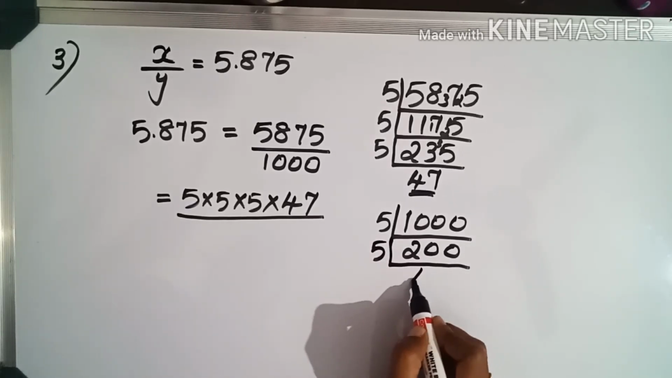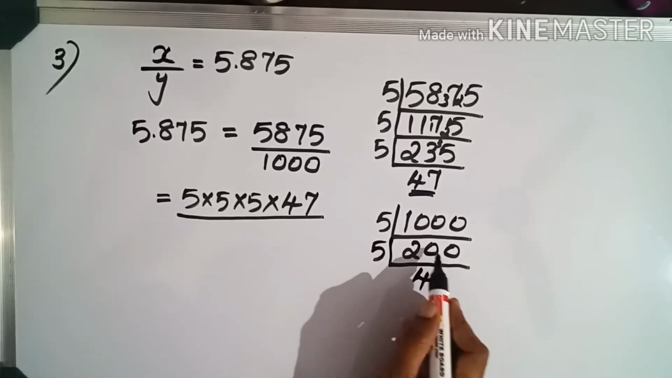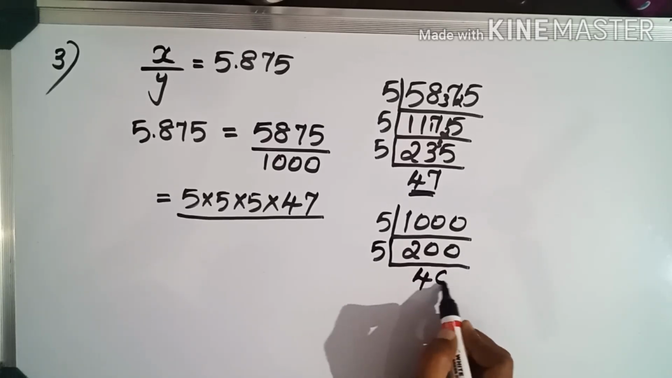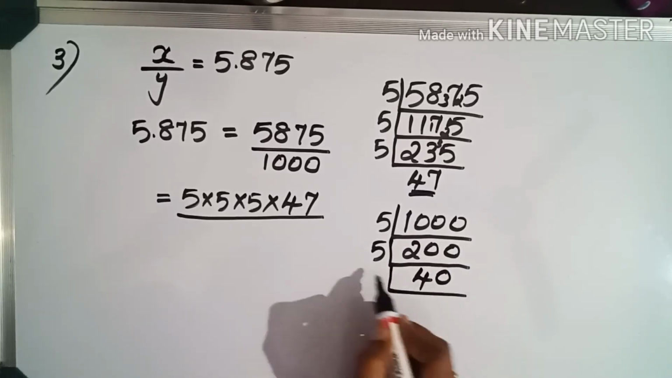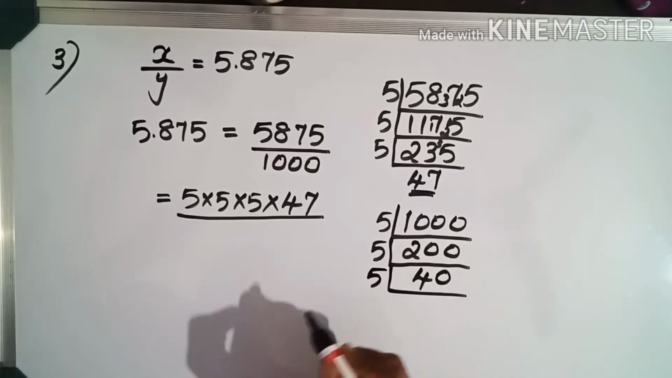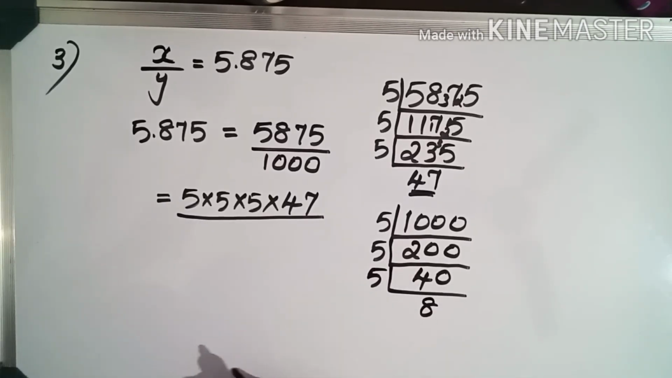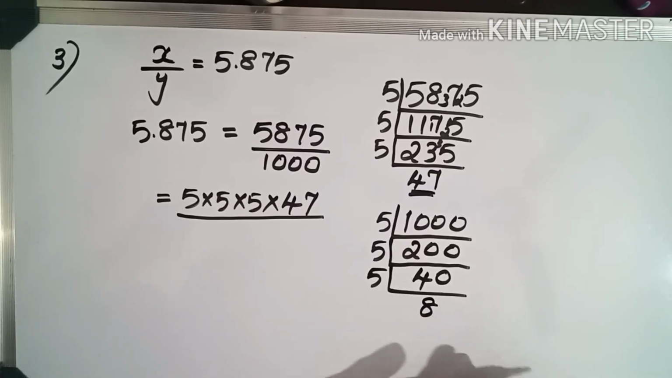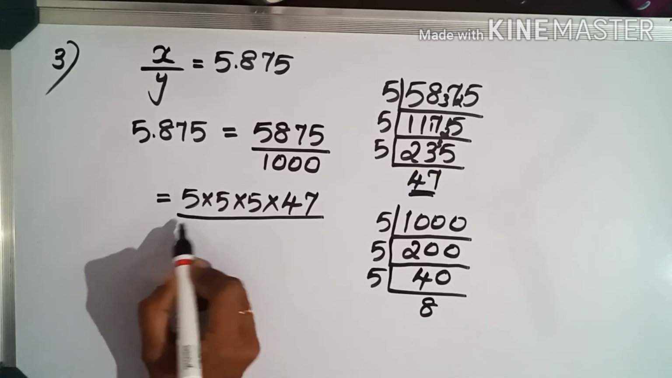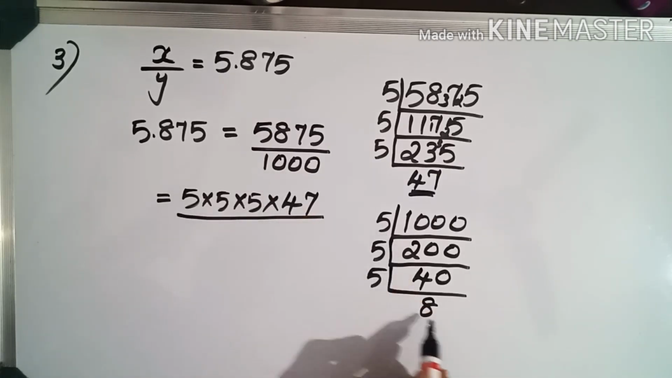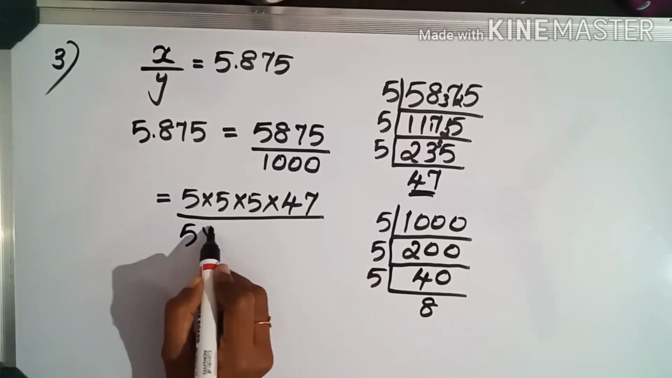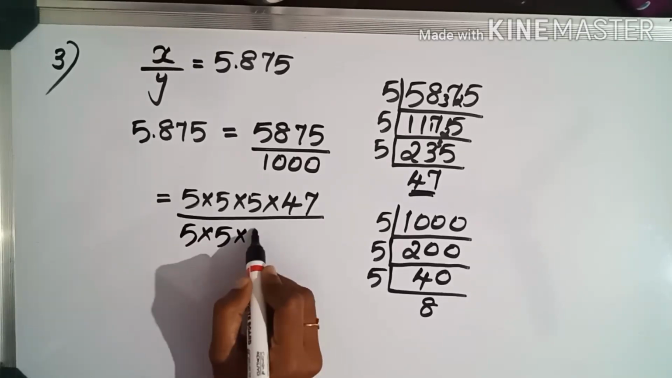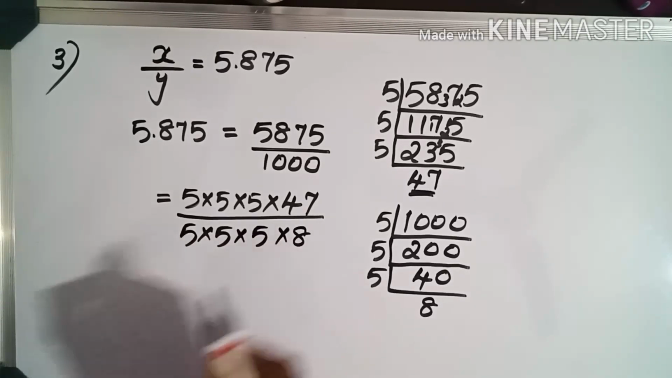In 20, 4 5s are there. 5 4s are 20. Balance 0. Let's write like this. Again with 5. In 40, how many 5s? 8 5s are there. So we got 3 5s here, 8 here. No need to continue. Let's stop here. So for 1000 denominator we can write 5 into 5 into 5 into 8.